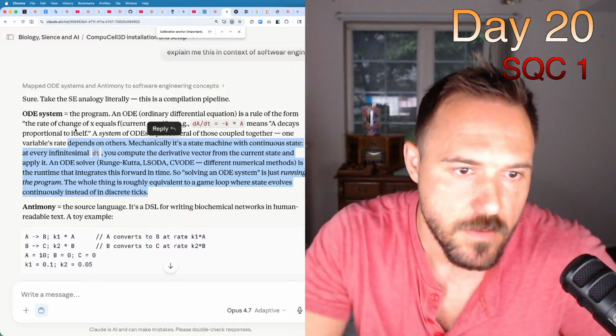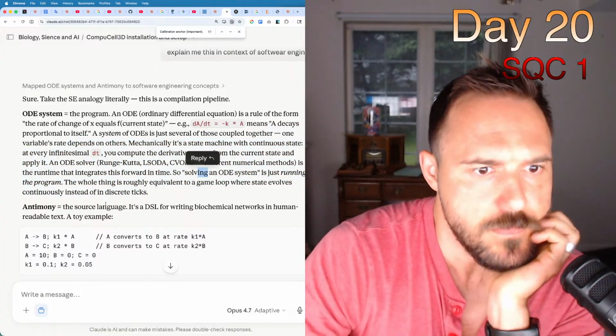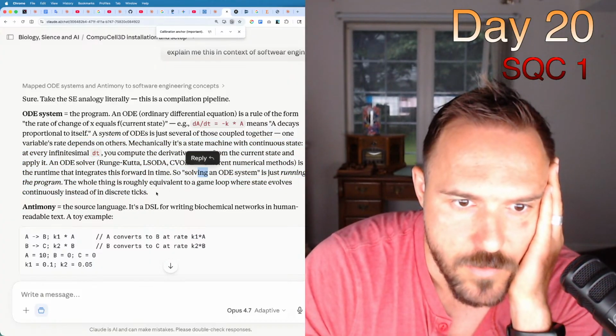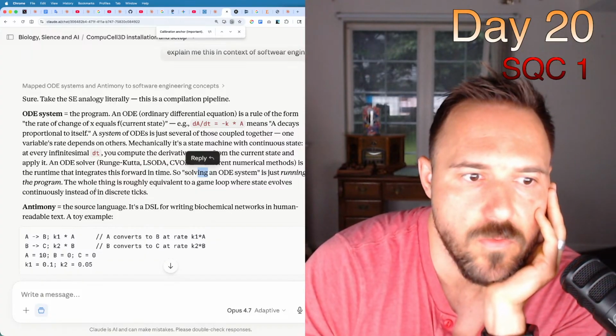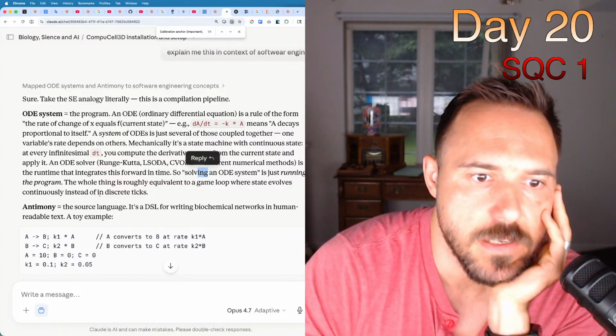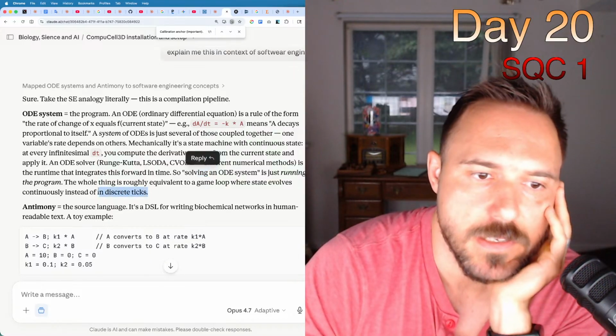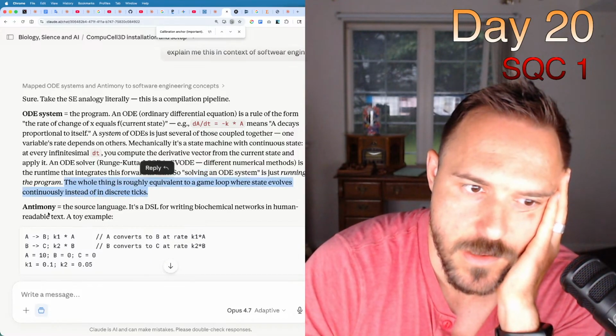That's a big brain. The whole thing is roughly equivalent to a game loop where state evolves continuously instead of discrete ticks. I'm not sure about that.